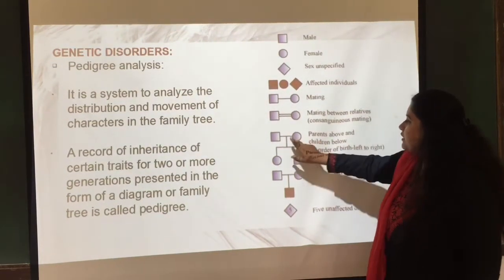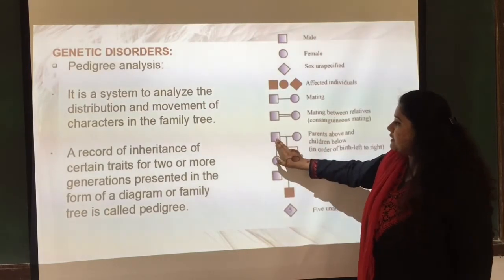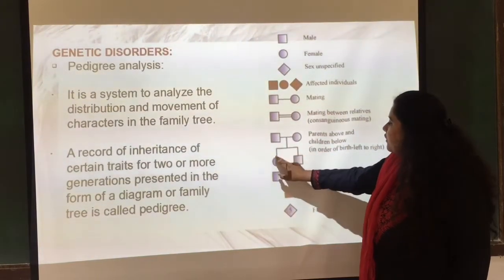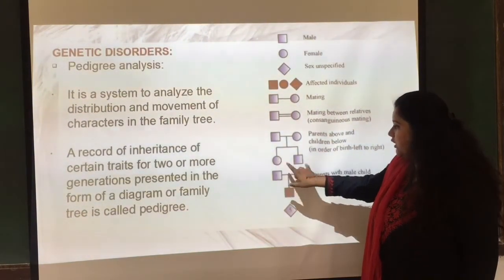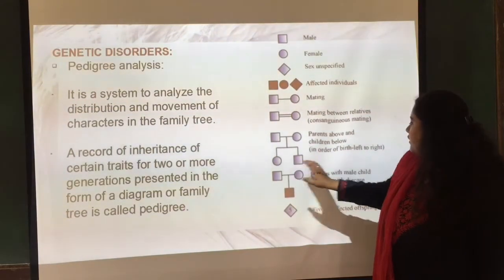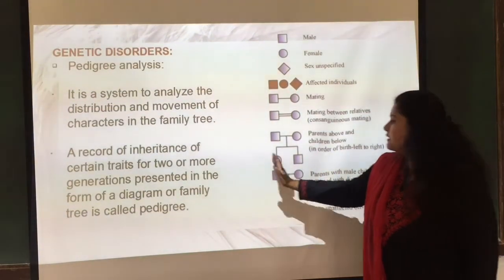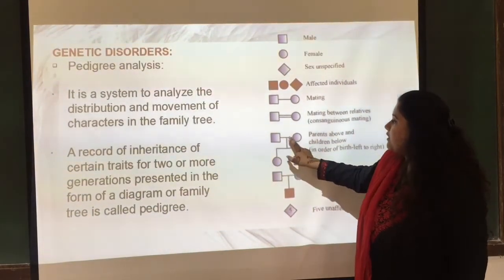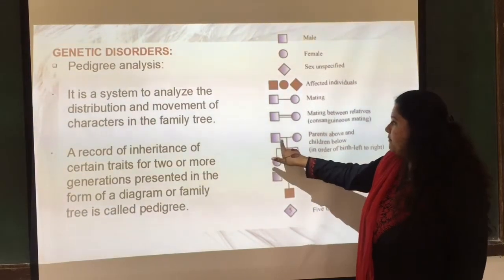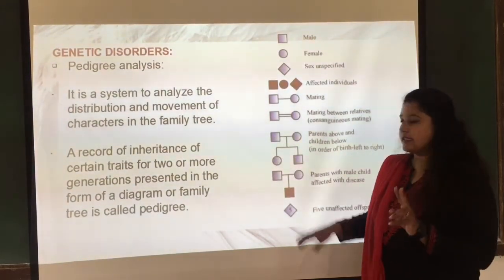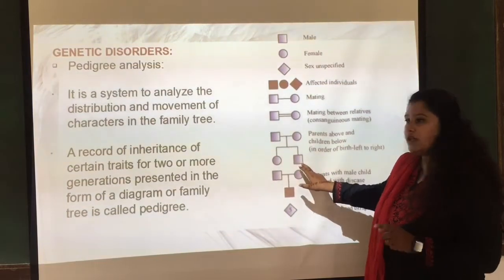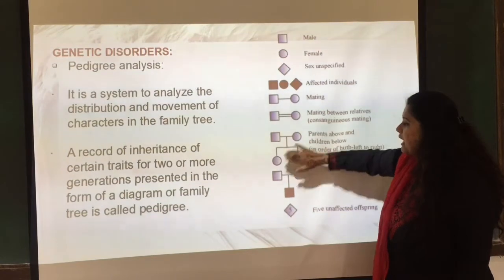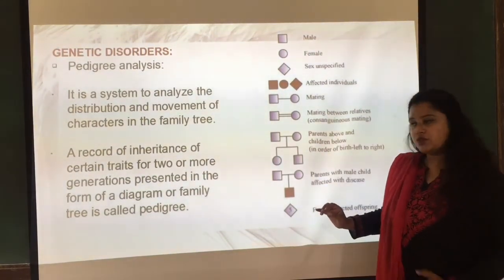The next is, the upper two, this is a male and this is a female. They are married with each other and they are having children, one daughter and one son. So in order of birth, from left to right, this is a male, this is a female, they got married, they mate, and they had 2 children. One was a daughter and one was a son. So these are the parents, and the ones below are the children.